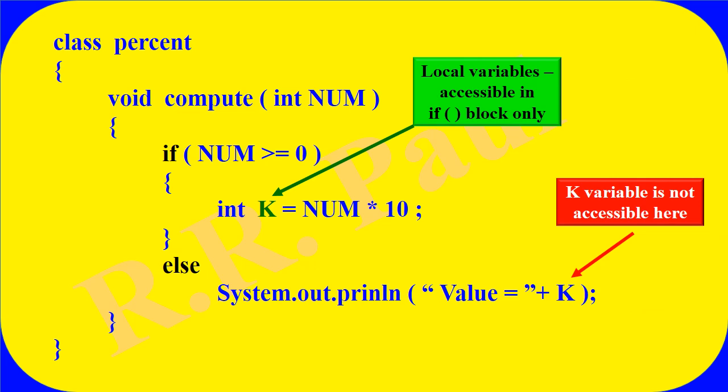This example demonstrates the availability and accessibility of a local variable. Int k is declared inside if block, so it will be available only in if block. And if we try to use it in else block, we will get a compile time error.